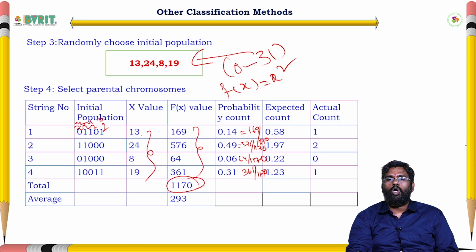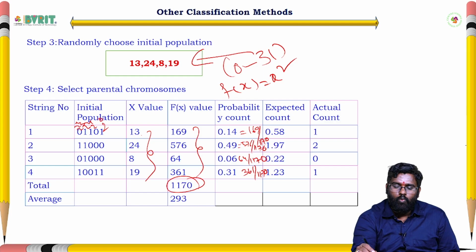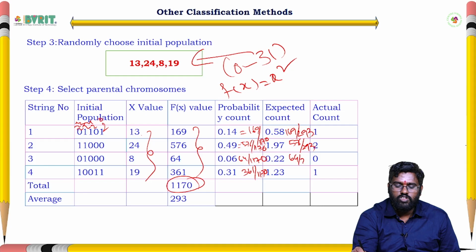Next one, expected count. Expected count means 169 divided by the average value 293. Next 576 divided by the average value 293. Then 64 divided by the average value 293. Then 361 divided by the average value 293.